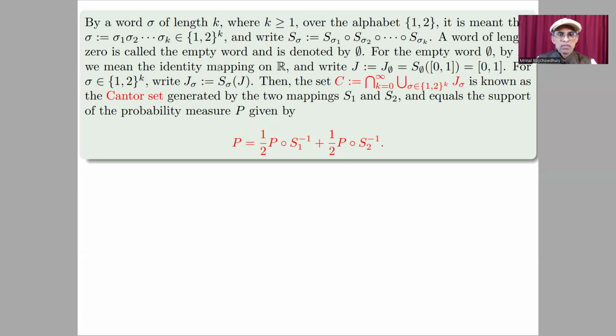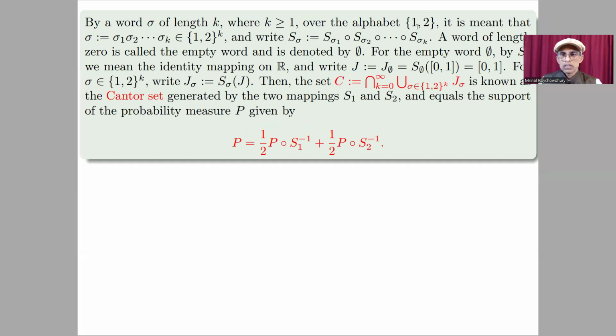For a word sigma of length k over the alphabet {1, 2}, it is meant sigma 1, sigma 2, up to sigma k, which belongs to {1, 2} to the power k. That means there are k symbols which are coming from the alphabet {1, 2}. And if we say S sigma, then that means the composition mapping given by S sigma 1, S sigma 2, like that, up to S sigma k.